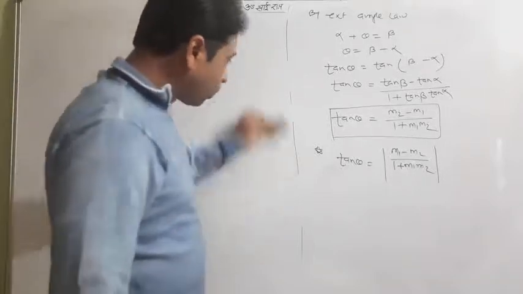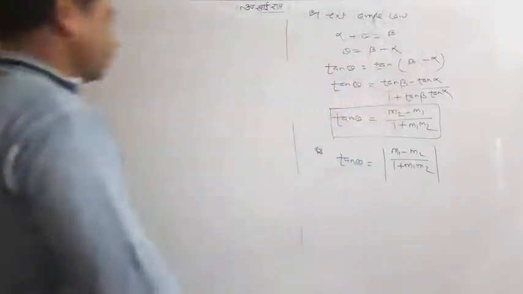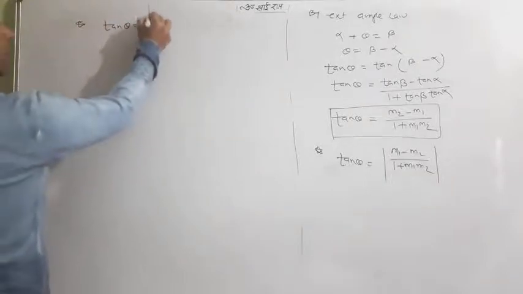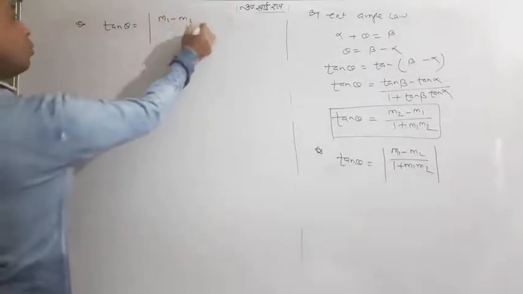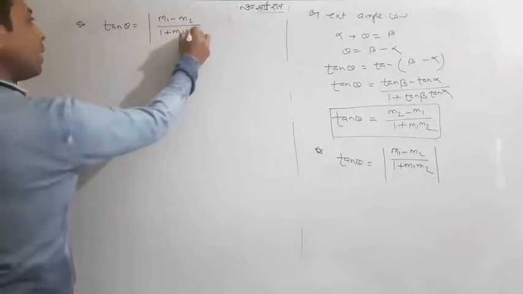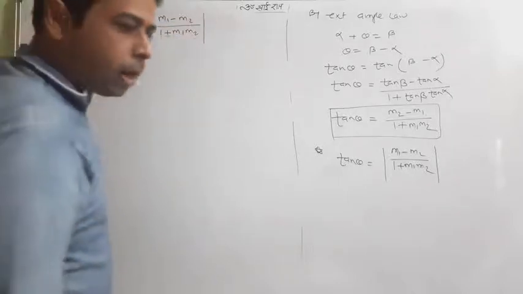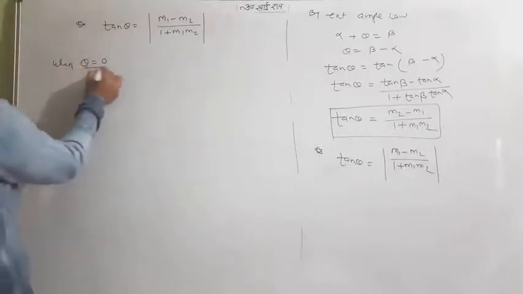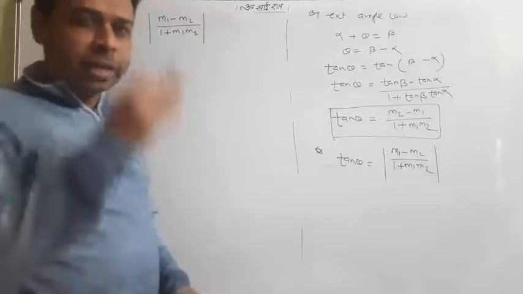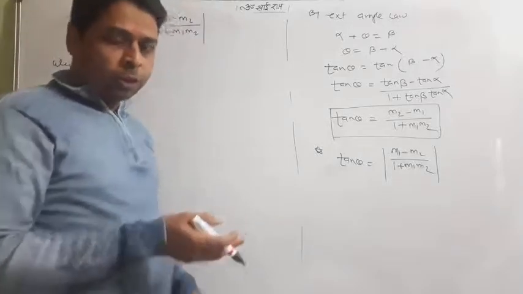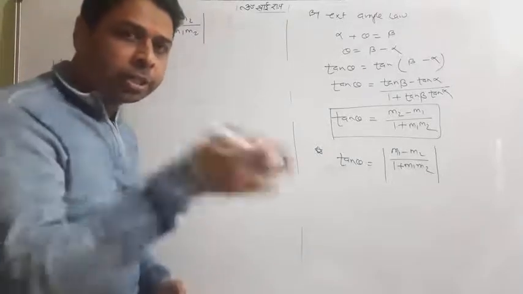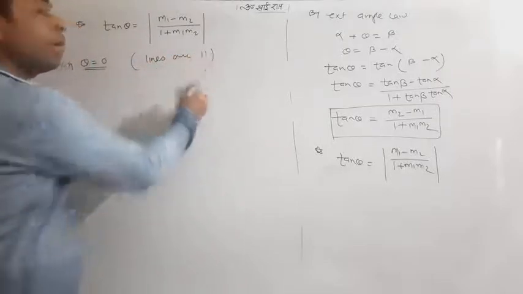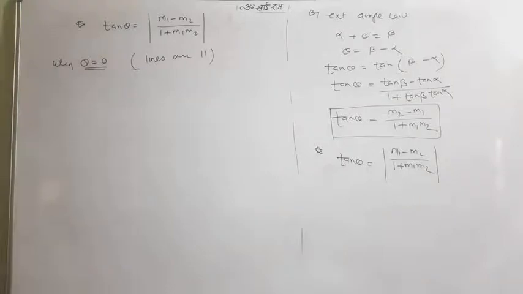The thing which I am repeating now again, look at tan theta, we already have seen, m1 minus m2 upon 1 plus m1 m2. I say when theta is equal to 0, what will happen? One can understand we are finding the angle between two lines. So when theta is equal to 0, the lines will not intersect each other, meaning lines are parallel.